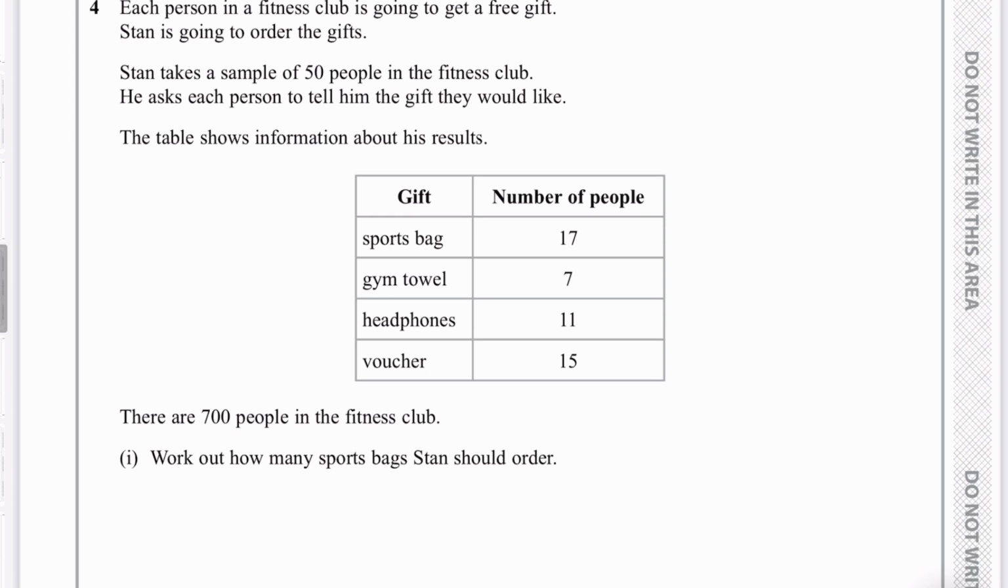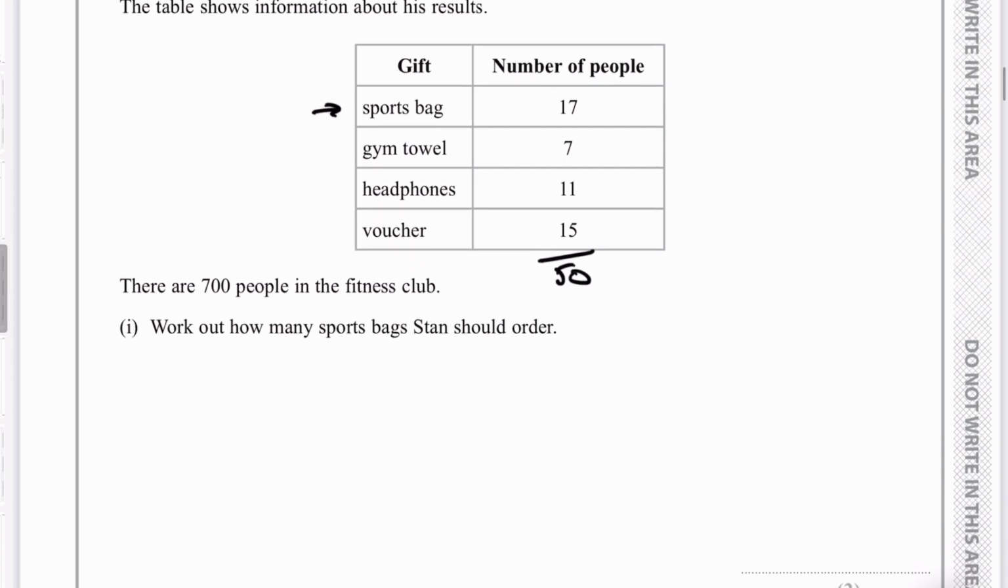So this is a stratified sample type question where basically we've got 50 people out of 700 in the club that are expressing a preference for a bag or a towel or whatever it might be. So it says work out how many sports bags that Stan should order. So let's have a look at that.